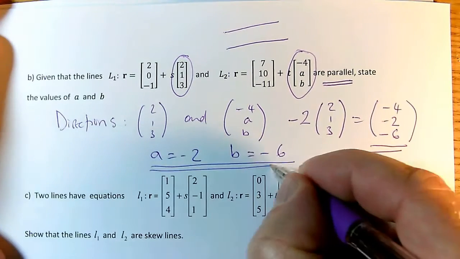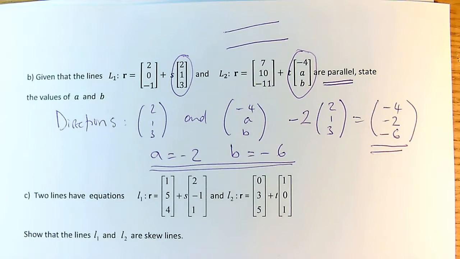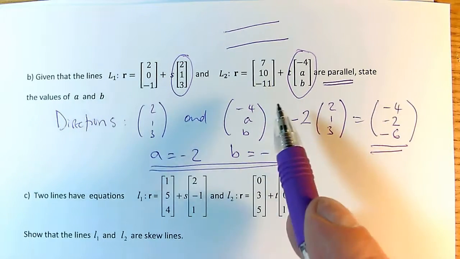So that example shows you that the case of parallel lines is very straightforward. One of the direction vectors has to be a multiple of the other.